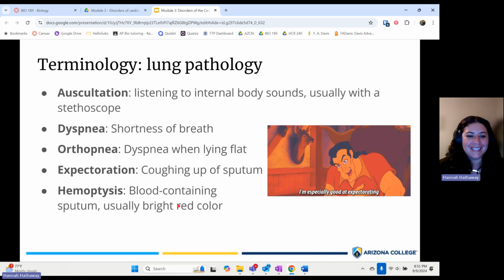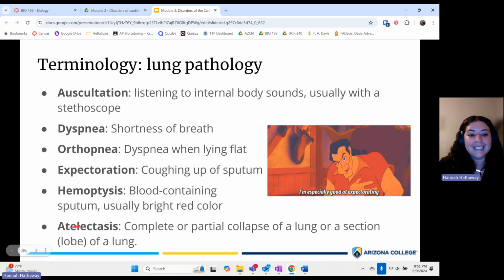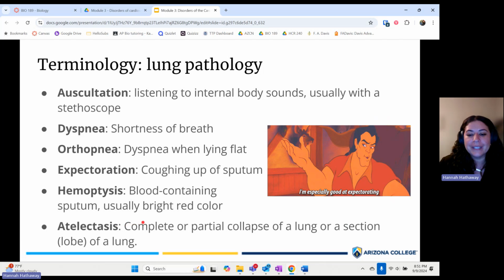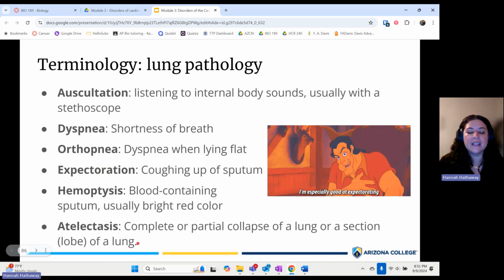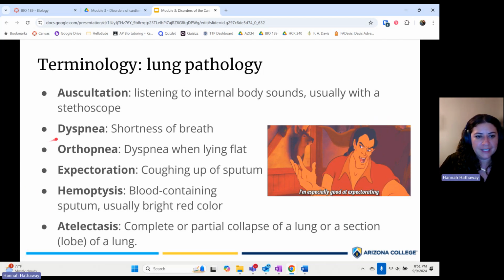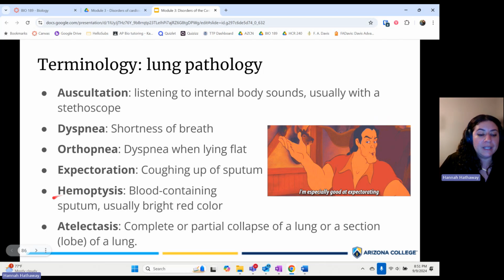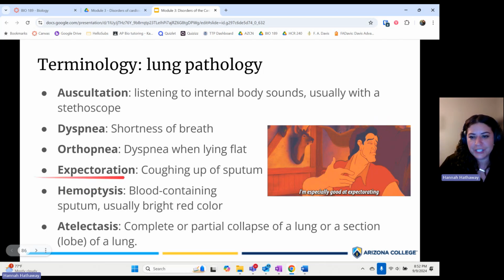Hemoptysis, which is coughing up blood. And then atelectasis, which is a complete or partial collapse of a lung or a section of lung. So these are all vocabulary terms that you need to put into your brain for this term. Like I said, you can use some of those prefixes we've learned about before. Like dys means difficulty, hemo means blood. That might help you remember some of these. Expectoration, think of Beauty and the Beast.